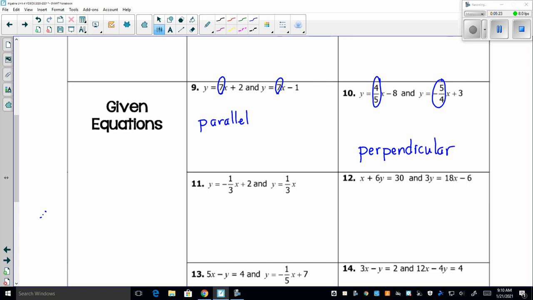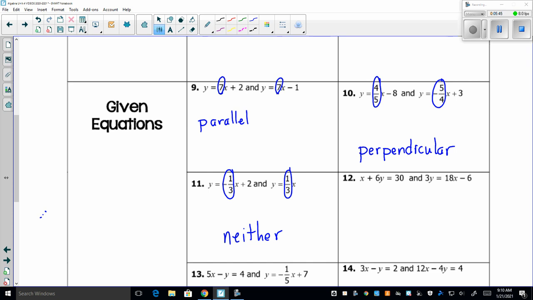Number 11, remember you're just looking at what's attached to x. I have negative 1/3 and positive 1/3. Their signs changed, but the fraction did not flip. So this is a neither. These two lines would be neither parallel nor perpendicular to each other.